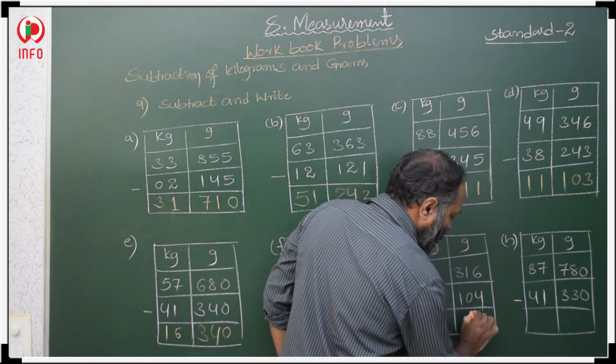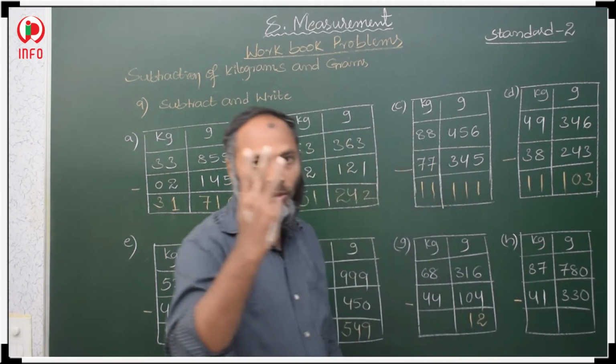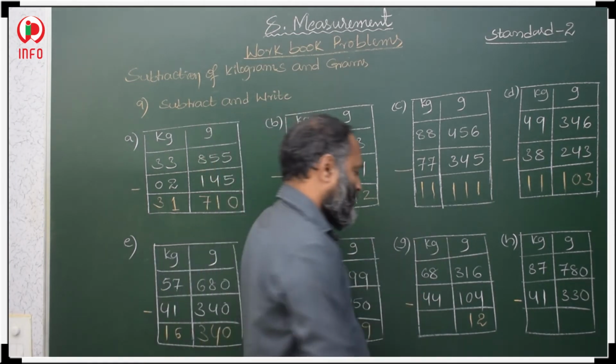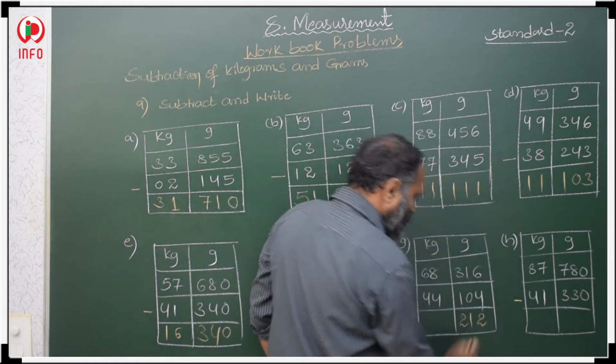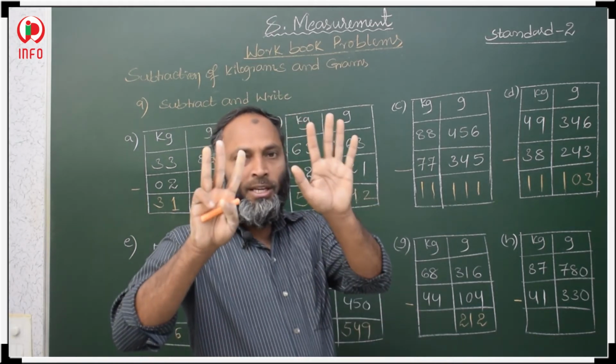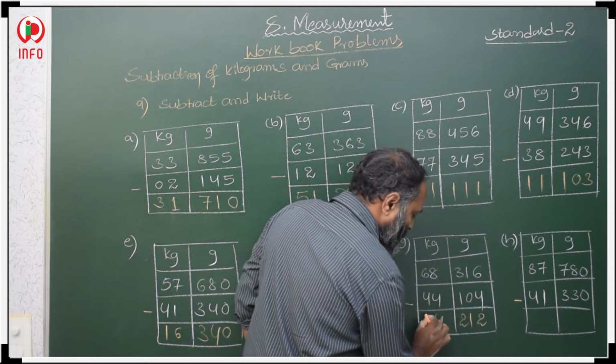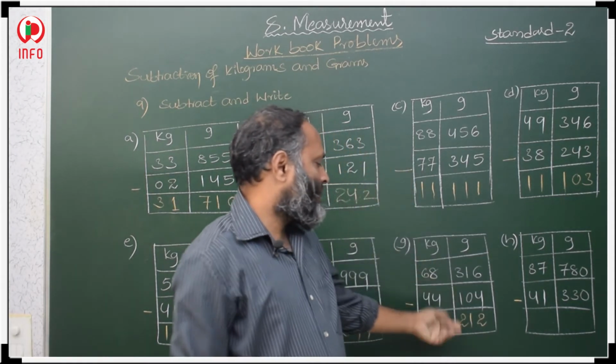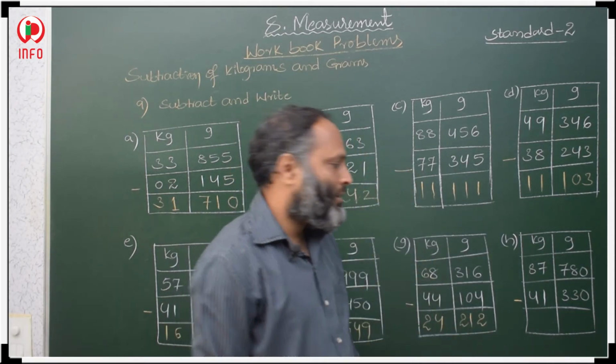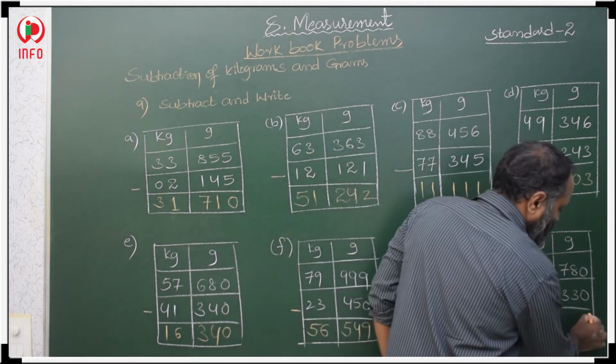Now, 6 minus 4, 6 minus 4, 2. 1 minus 0, 1. 3 minus 1, 3 minus 1, 2. 8 minus 4, 8 minus 4, 4. 6 minus 4, 2. 24 kgs, 212 grams.